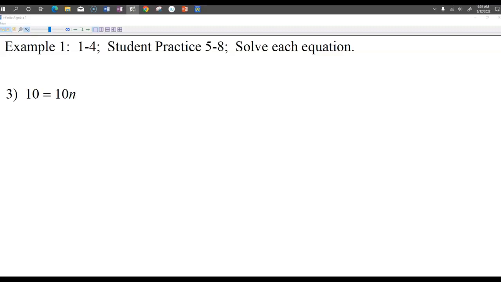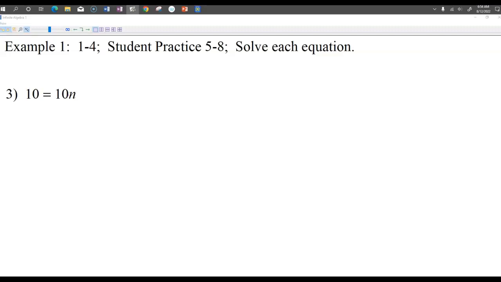Question 1, what do I want to get rid of? I want to get rid of the 10. All right, what's it doing to the n right now? What does the 10 do to the letter n? Well, when they're right next to it, that means they're being multiplied. So what is the opposite of multiplication? It is division. All right.